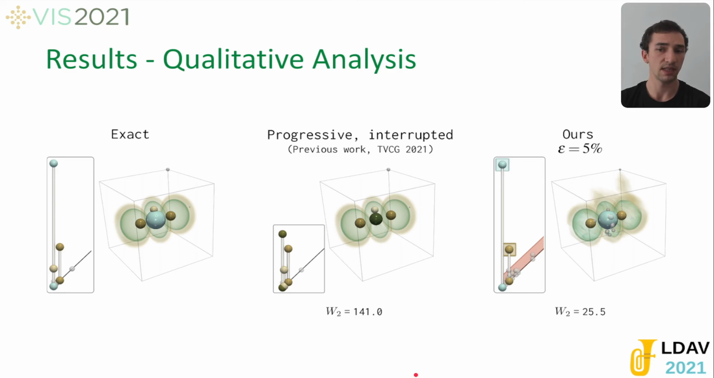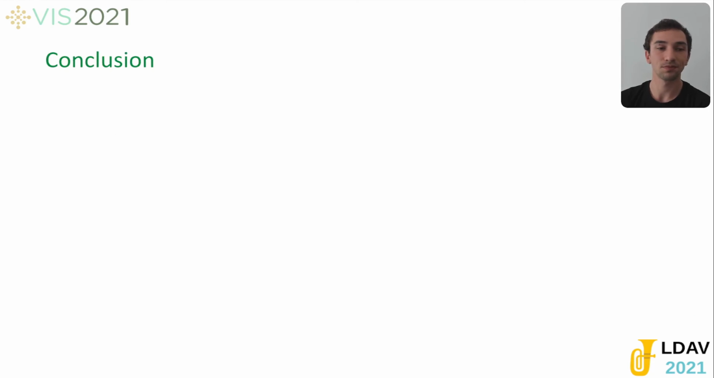So this can happen when we have sharp spikes in the data, for instance. And this is shown in this example, where the best approximation provided by the interruption of the progressive approach actually results in a diagram that is quite far from the exact result. And in contrast, with our approximation, since we have guarantees on the result, high persistence features are correctly captured.